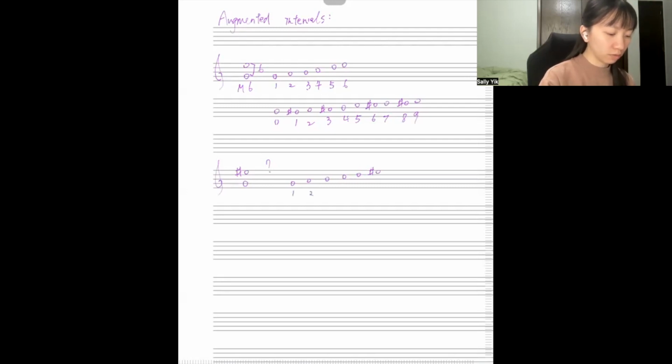1, 2, 3, 4, 5, 6. So this is still a 6 apart. However, it's not an E anymore, it's an E sharp now. So now let's count the number of semitones between them. By using this scale here, now we have an E sharp added. So instead of 9 semitones, we have 10 semitones now.